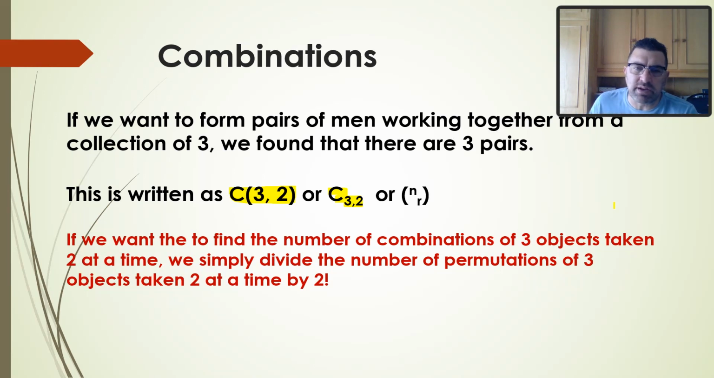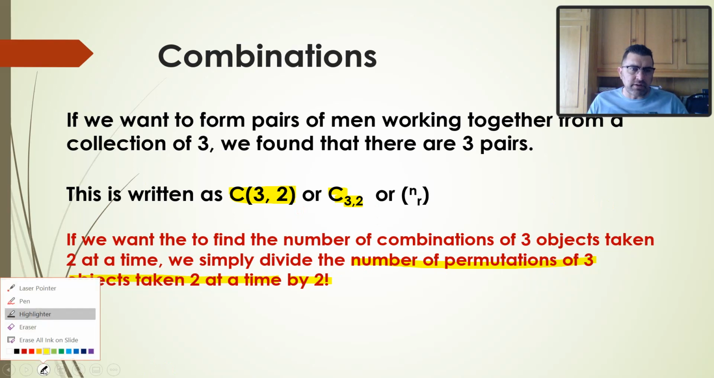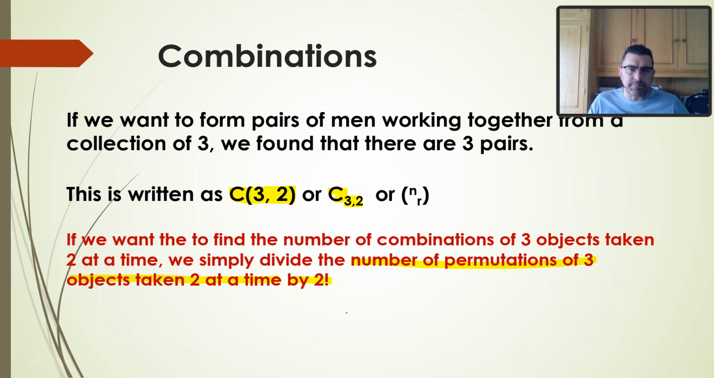Let me read what I've written here. We simply divide the number of permutations of 3 objects choose 2 at a time by 2 factorial, because we choose 2. So this means the following. Let me put the rule down here for you.